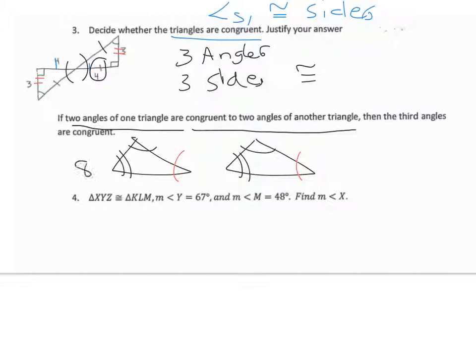So let's say this was 80, this was 80. This was 60, this was 60. This one would have to be 80, this would have to be 40. So that's why that works.